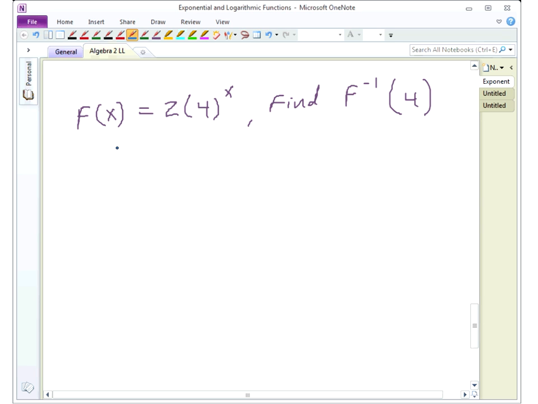When I was originally learning logs, I thought, wow, these are really hard. It takes a lot of practice to get comfortable with them. All right, so step 1, change f of x to y. Then swap my x and y.